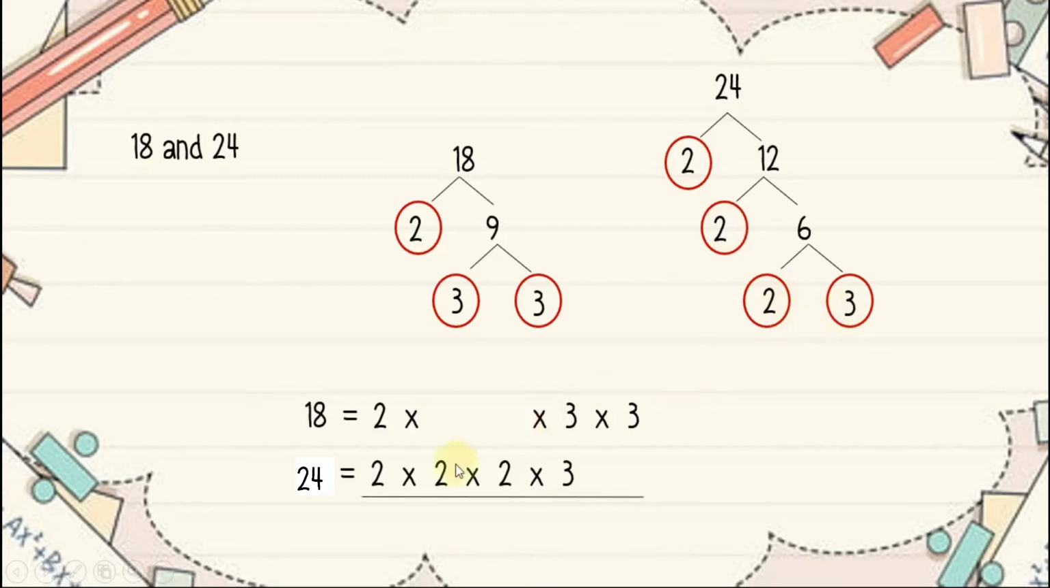And again, let's bring down the common factors. We have 2 and 3. Getting the product of these prime factors, we have 6. Therefore, the GCF of 18 and 24 is 6.